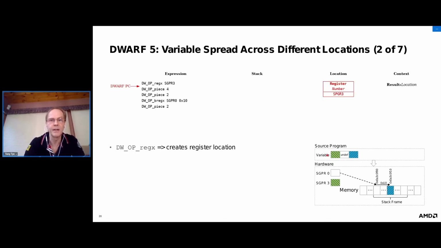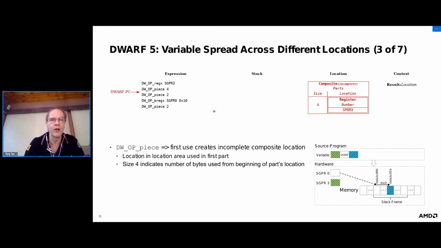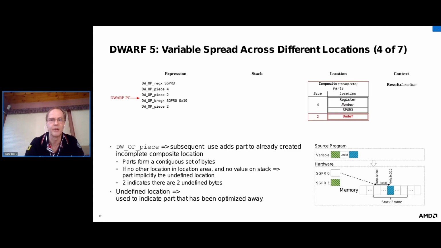So first step, we're going to take the scalar register. So we got that in our location area. The next thing we're going to do is create a composite. So there's this piece operator. The first time you use it, it actually creates a composite. As we're going to see in a minute, as you use it subsequently, it's going to add parts on. And it's going to take its first part, if the location stack has a location on it, the register. So now we're still in the process of making the composite, so it's incomplete. Our first part is going to be the register. And the piece operand says how many bytes of that register we are going to include.